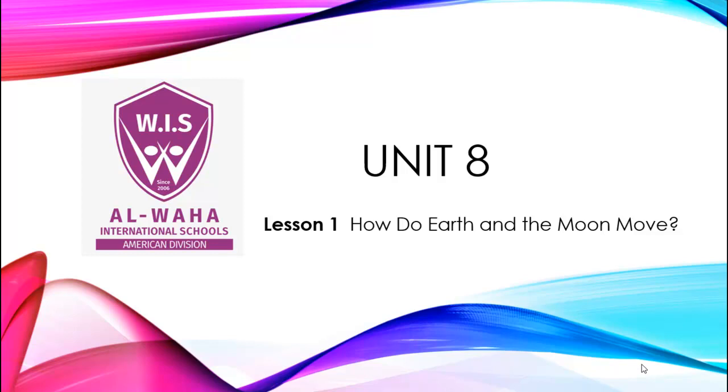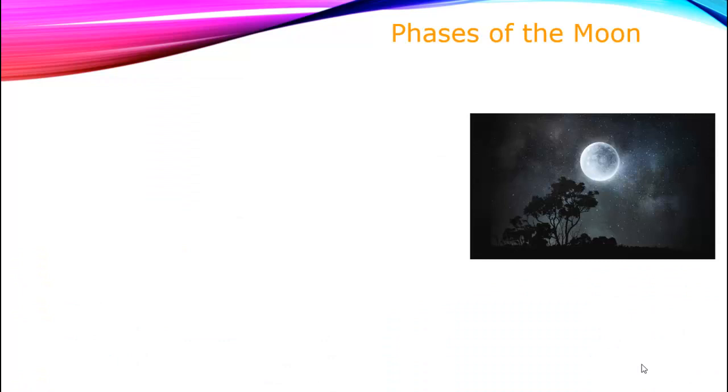Today we will talk about the Moon. On some nights you see a round moon, and on other nights you see a sliver of moon. Sometimes you see no moon at all. Why? Before we know why, let's go through some information about the moon.